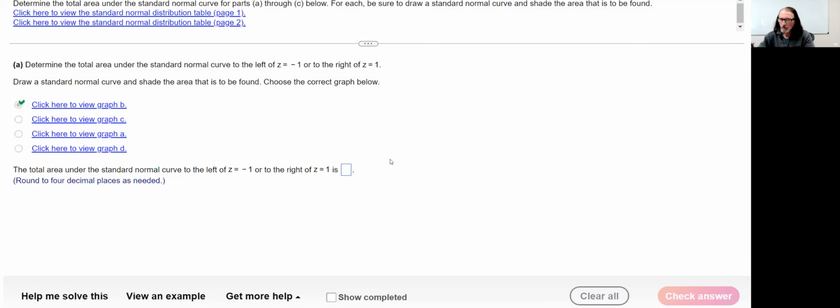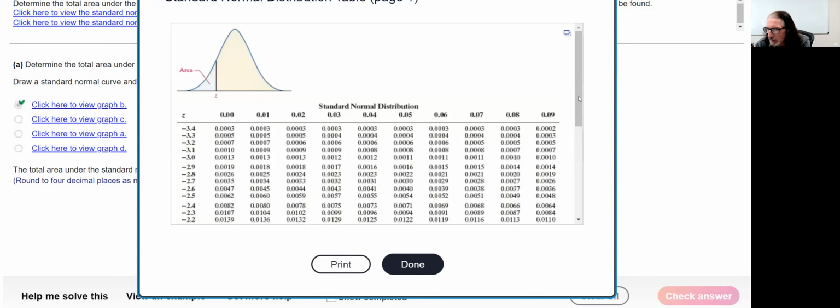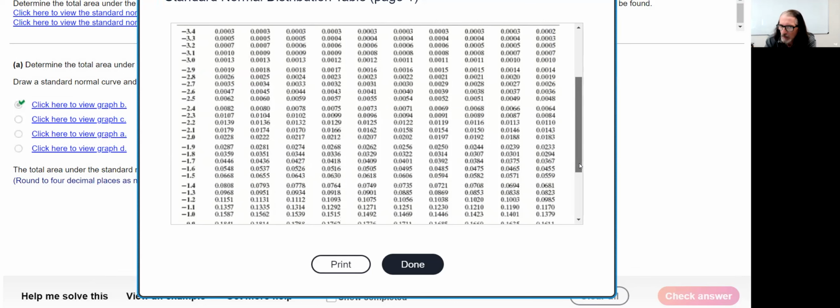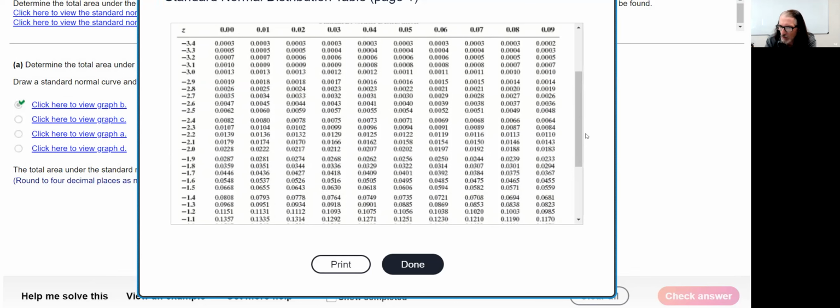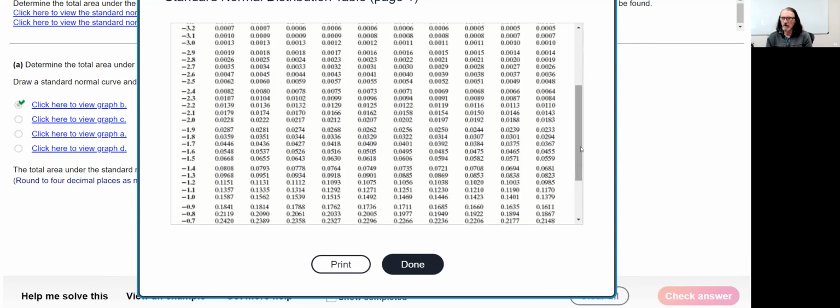Then it lets us bring up the table. On your first page, you'll have the negative z-scores. So we're going to look up -1.0 along this first column, and then underneath the 0.00 column. Since the table is two-dimensional, the z-scores are only going out two places, so that we've got -1.00 here at 0.1587.